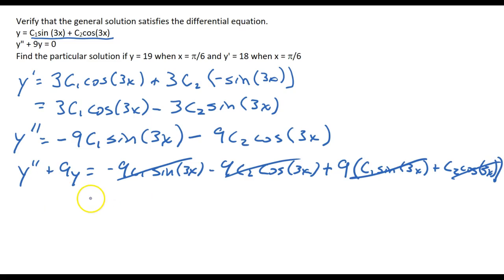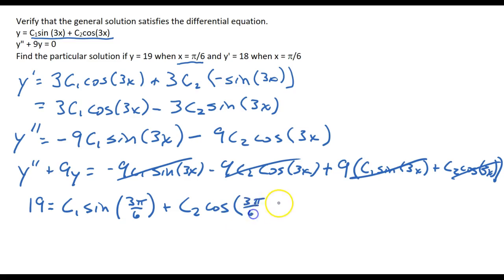Okay, now we're going to plug in pi over 6 for x when y equals 19. Okay, so I'm going to put that into the y equation. 19 is equal to c1 sine of 3 times pi over 6 plus c2 cosine of 3 times pi over 6. Well, the cosine of pi over 2 is 0, so this whole term disappears. And this is 1, so I just found c1.